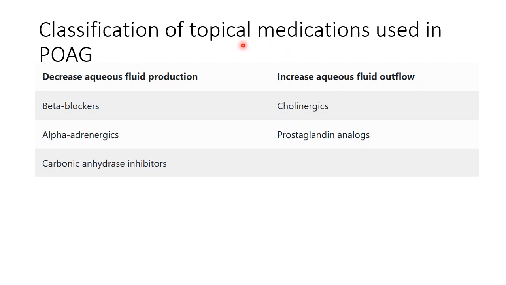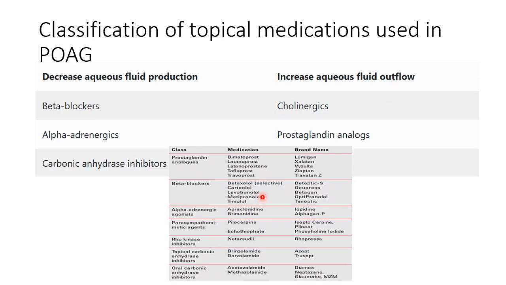So what are the two types of medications? We have medications that decrease aqueous production. These include beta blockers, alpha agonists, and carbonic anhydrase inhibitors, and those that increase aqueous outflow, which are cholinergics and prostaglandin analogs. Those are the various groups of medications.